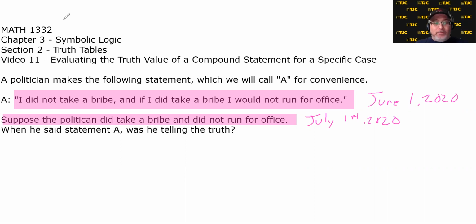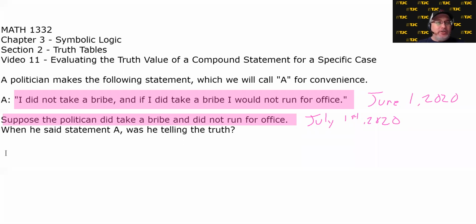You know, a lot of people cannot answer that question based on the structure of statement A, which if you'll notice, statement A contains a conjunction, there's an and, but there's also a conditional, an if then, even though the word then is not stated. If I did take a bribe, then I would not run for office. But with symbolic logic, we can analyze whether or not statement A was true or false when he said it. How? Well, the first thing we need to do is translate everything from words to symbols.